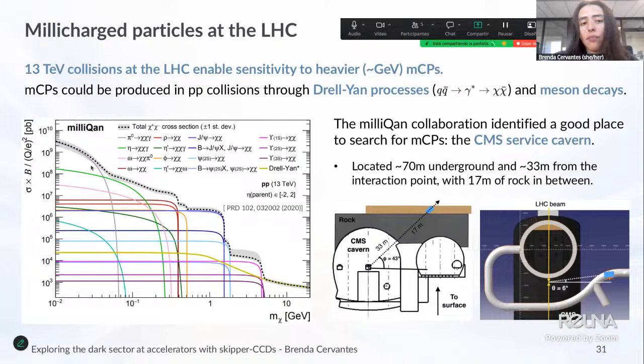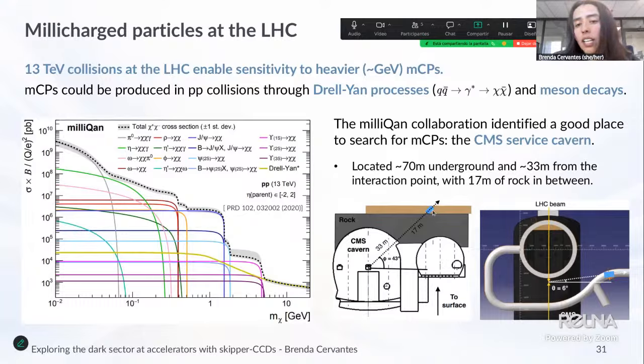These MCP searches at the LHC have been pushed a lot by the Milliqan collaboration. They are working with scintillating technology, but they have identified a good place to search for these millicharged particles near the CMS interaction point, which we call the CMS service cavern.